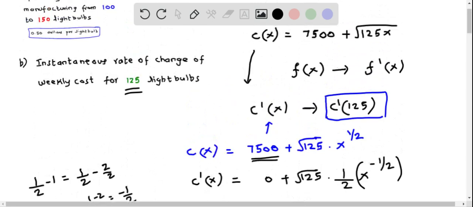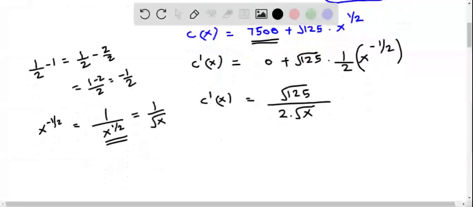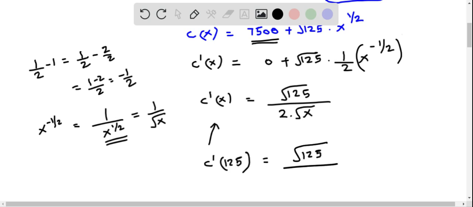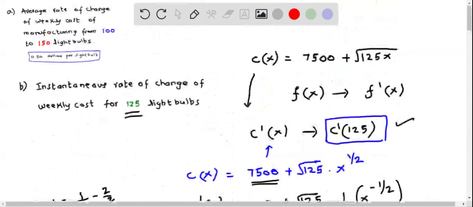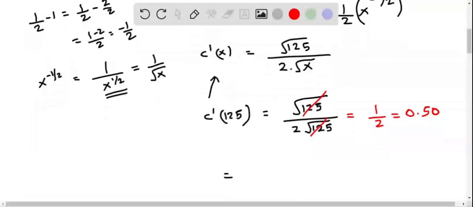And now we have to find C prime of 125, which means we replace x by 125 in this expression. So C prime of 125 equals root 125 divided by 2 times, replacing x by 125, the square root of 125. We see that we can cancel the root 125 and root 125. These two get cancelled, and finally we get the value as 1 by 2, and this equals 0.50 in decimal.